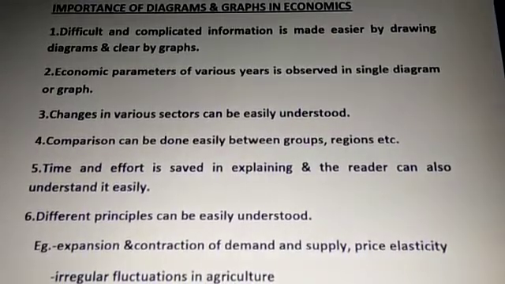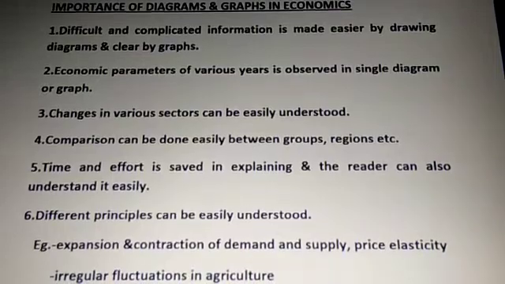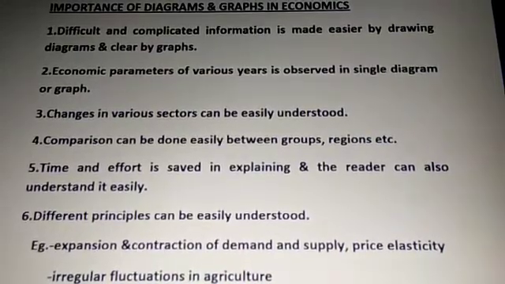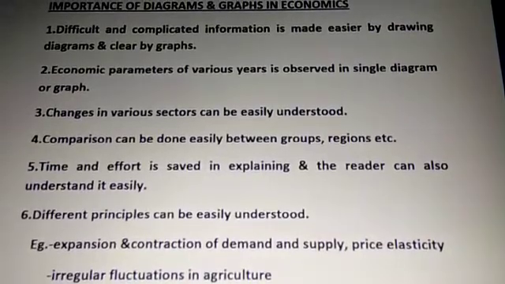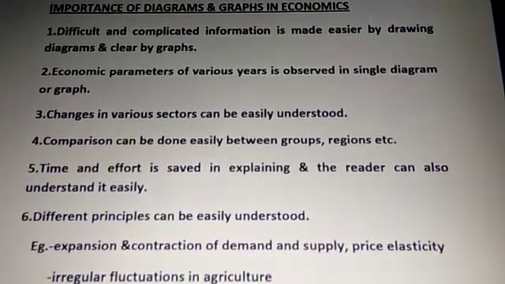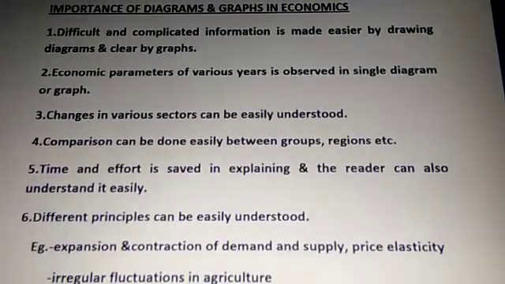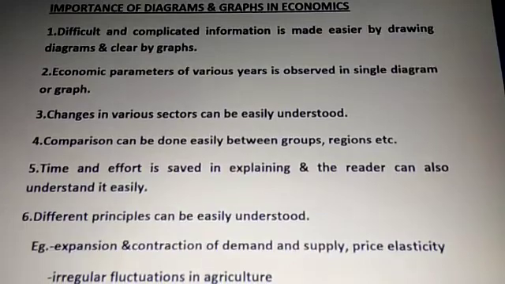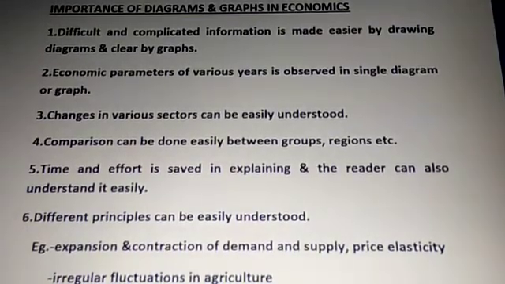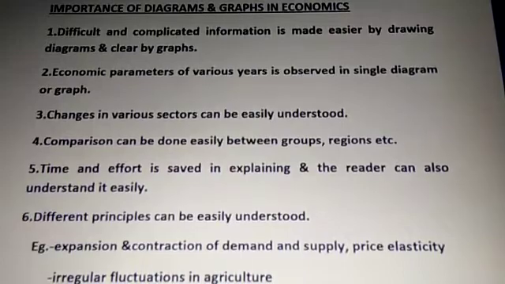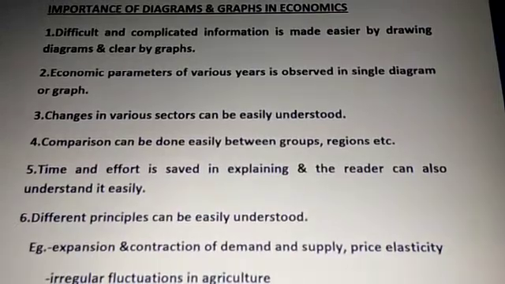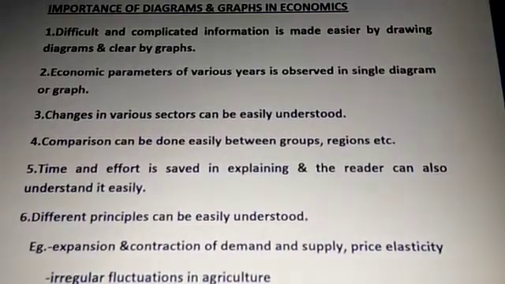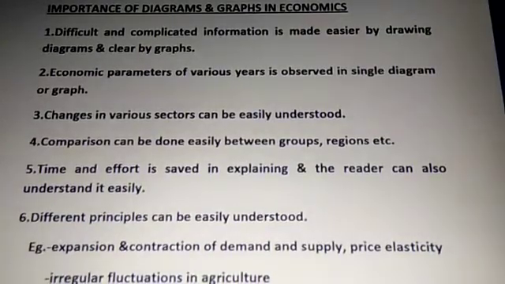Difficult and complicated information is made easier by drawing diagrams and clear by graphs. So you can see over here, like in the previous video, I explained to you about diagrams and graphs, which are mainly made so that lay persons can easily understand just by seeing the diagrams and graphs, whatever statistical information is written. So for that it's written difficult and complicated information. Complicated means too much information which is given, that is made easy with the help of drawing. So lay persons can easily understand when diagrams are drawn, and it is easily clear also by drawing graphs.